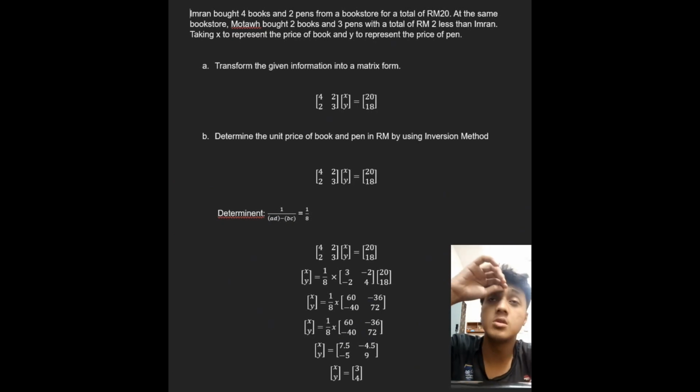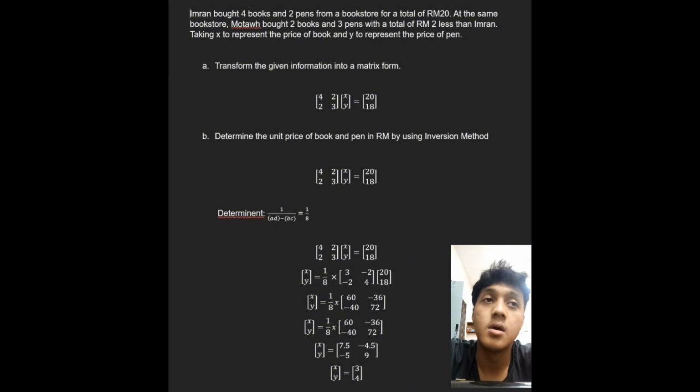The question 2 is Imran bought 4 books and 2 pens from a bookstore for a total of RM20. At the same bookstore, Mutah bought 2 books and 3 pens with a total of RM2 less than Imran, which means RM18. Taking X to represent the price of book and Y to represent the price of pen. So, question A, transform the given information into a matrix form. So, you must write first a 2 times 2 matrix, A equals to 4, B equals to 2, 2 equals to C, and 3 equals to D.